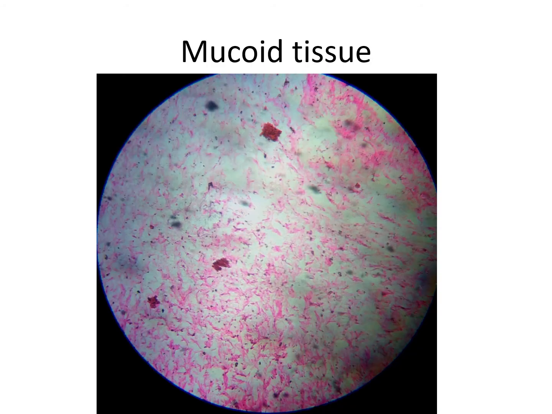Now mucoid connective tissue. You see this slide of mucoid connective tissue, also included in the classification of embryonic connective tissue. So embryonic connective tissue is an example of this mucoid connective tissue. Few cells and fibers are randomly distributed in the abundant ground substance. The ground substance has a jelly-like consistency and is composed of hyaluronic acid.